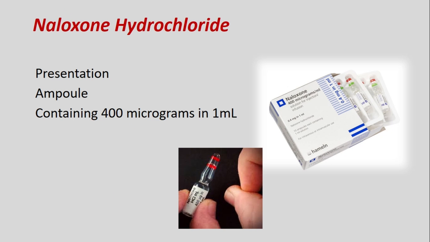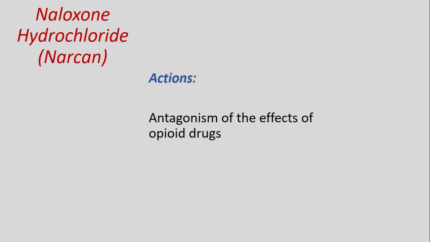Our next medication is naloxone hydrochloride, or, as it's more commonly known, Narcan. Narcan presents in an ampule containing 400 micrograms in 1 ml. It can be administered either intramuscularly, intravenously, or via the intraosseous route. Naloxone is a pure opiate antagonist used to block or reverse the effects of opioid drugs. Please note that Narcan only works on opiate medications.